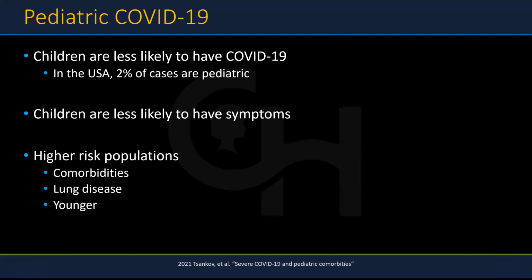So children are much less likely to have COVID-19 than adults. In the US, only 2% of our cases are pediatric. Children are also much less likely to have symptoms. However, there are some higher risk populations worth considering, and those include patients with comorbidities, especially lung disease, and patients who are younger. So younger than 1 year old tends to be a higher risk population.